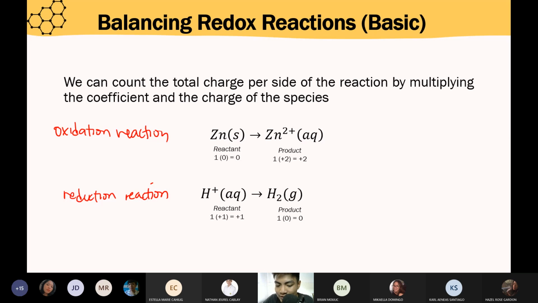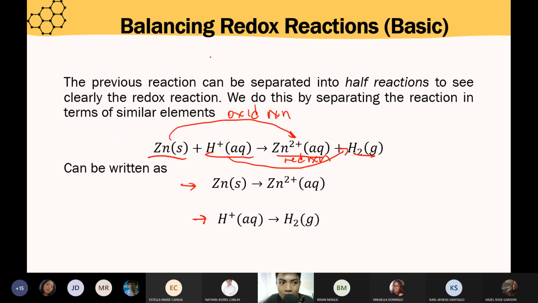Okay, so again, first thing na gagawin nyo, usually, in order for you to balance the redox reaction, you split the entire equation into two equations. The oxidation reaction equation and the reduction reaction equation. So pag-iwalayin mo lang sila, Zn to Zn2 plus, H plus to H2. Ito yan.